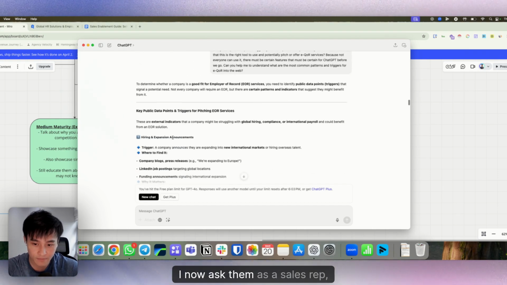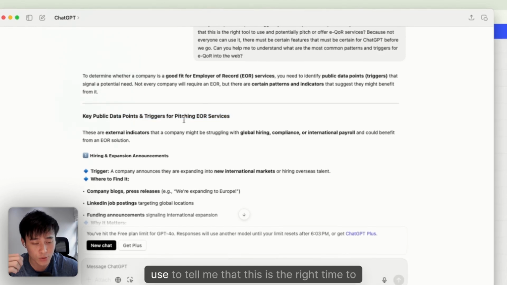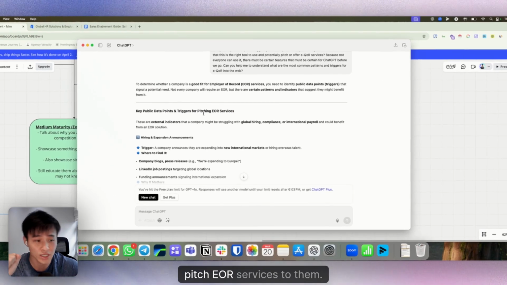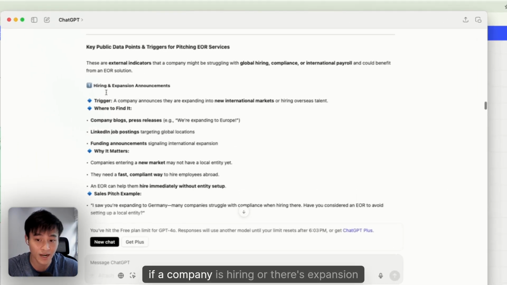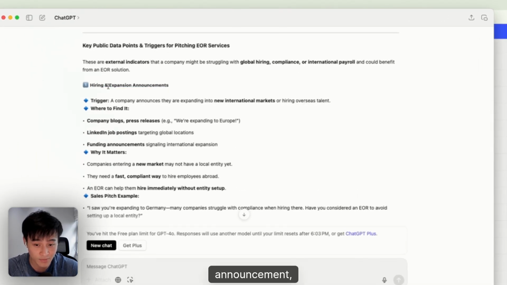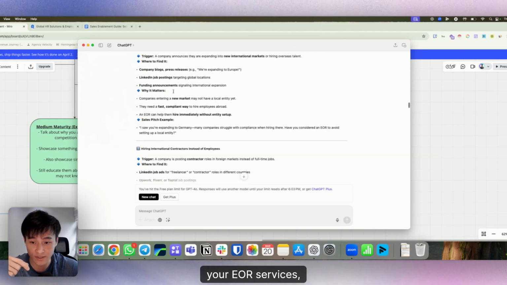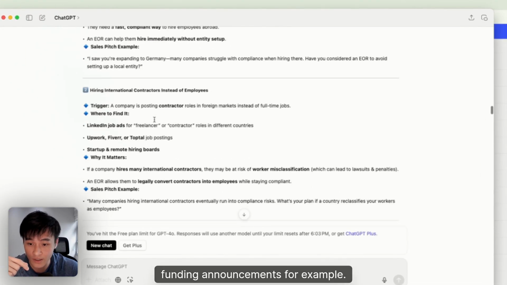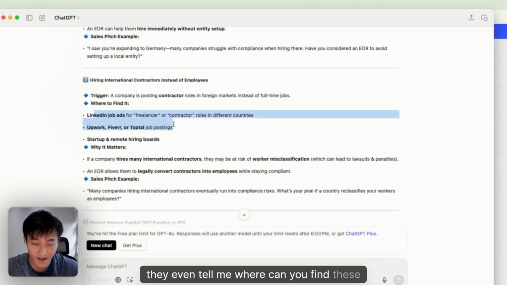I now ask them, as a sales rep, what are the public data points or triggers I can use to tell me that this is the right time to pitch EOR services to them? And they gave me a lot of things as well. Hey, if a company is hiring or there is an expansion announcement, these are triggers that you can use to then pitch your EOR services. Funding announcements, for example. Or maybe you see that they are hiring international contractors instead of employees. And they even tell me where you can find these triggers.